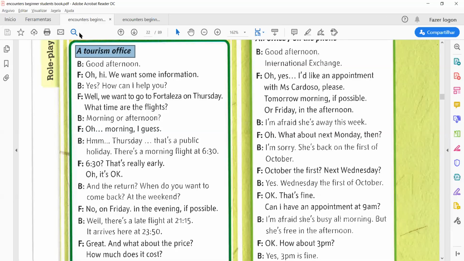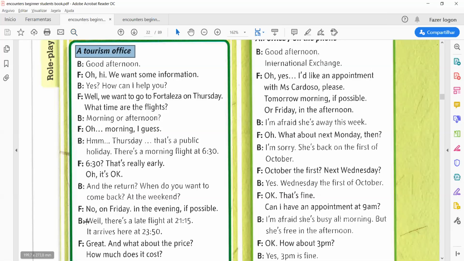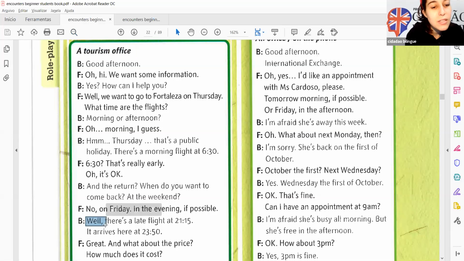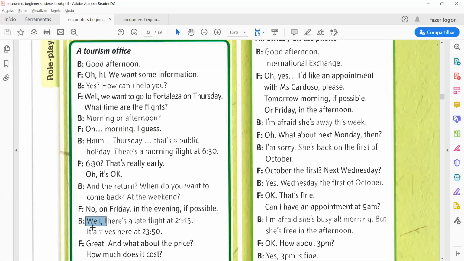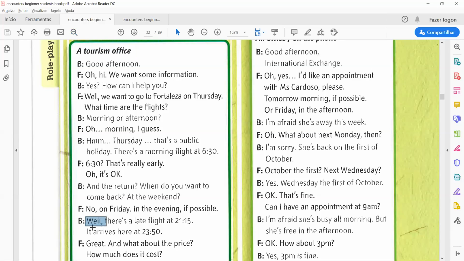Well, there's a late. Como que fala, late? There's a late flight at 21:15. Esqueci 15. At it. Eu não lembro como que fala. Arrives. It arrives here at 23:50. Okay. So repeat after me, please.